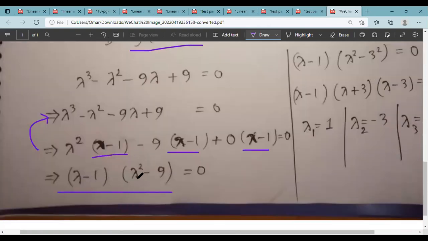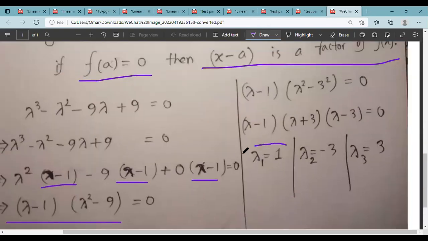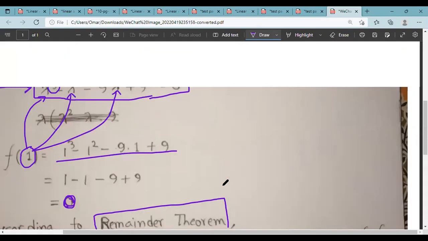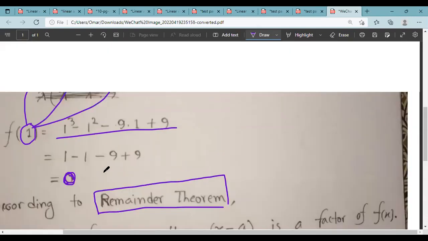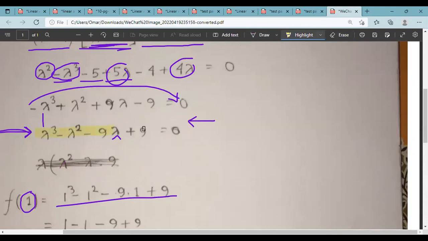I got lambda minus 1 into lambda square minus 9. So at the end, I got lambda 1 equal to 1, lambda 2 equal to minus 3, and lambda 3 equal to 3. If you still don't understand how to find the values using the remainder theorem, you can use an online calculator, okay? Here we have lambda cube minus lambda square minus 9 lambda plus 9.